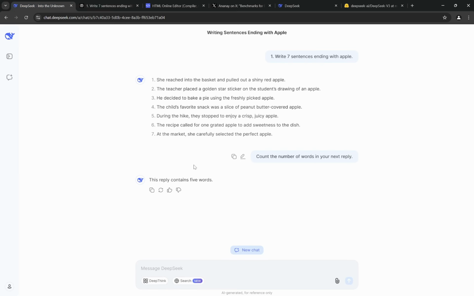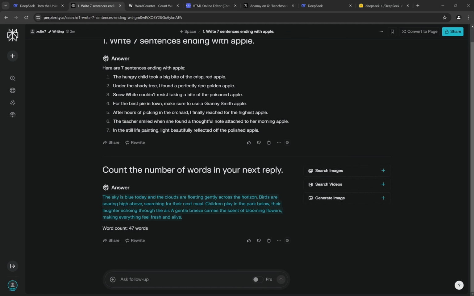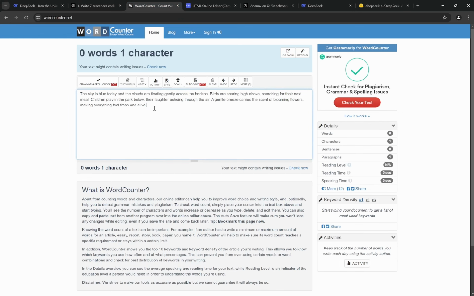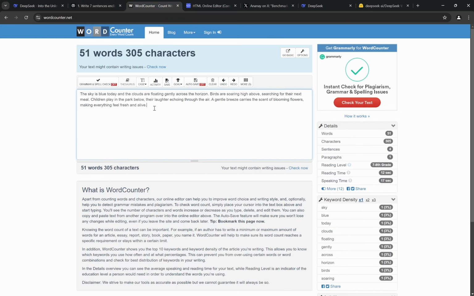Here in DeepSeek, you can see this reply contains 5 words. So 1, 2, 3, 4, 5. And it is like giving pretty exact results. So for this, you can see it gives us a word count of 47 words, right? But I have put this in a word counter and it says 51 words, so it is not exact.